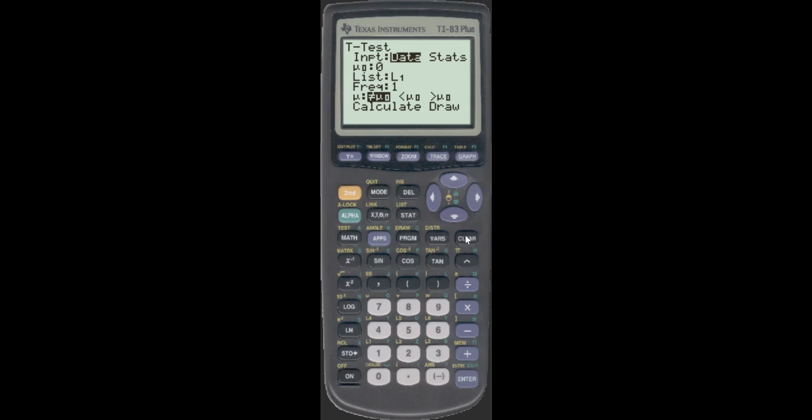And you go to stats, not data. Your mu naught is the value of 150. Sorry, I was trying to get where I can see this again. Your X bar is 145. Your S is 30.8. Your N is 36.